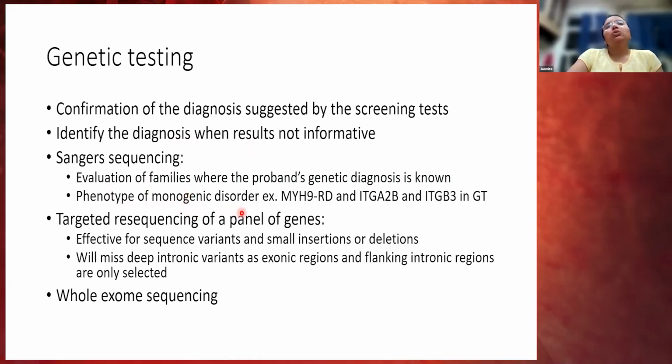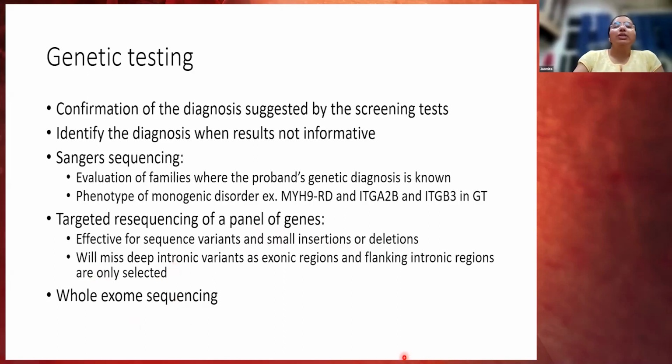It is good for monogenic disorders, but not when we don't really know, or we have a very broad list of differentials. For that, it is targeted resequencing of a panel of genes, which can be commonly applied. Now, this is good for sequence variants and for small insertions or deletions, but will miss deep intronic variants as well as copy number variations in these genes.